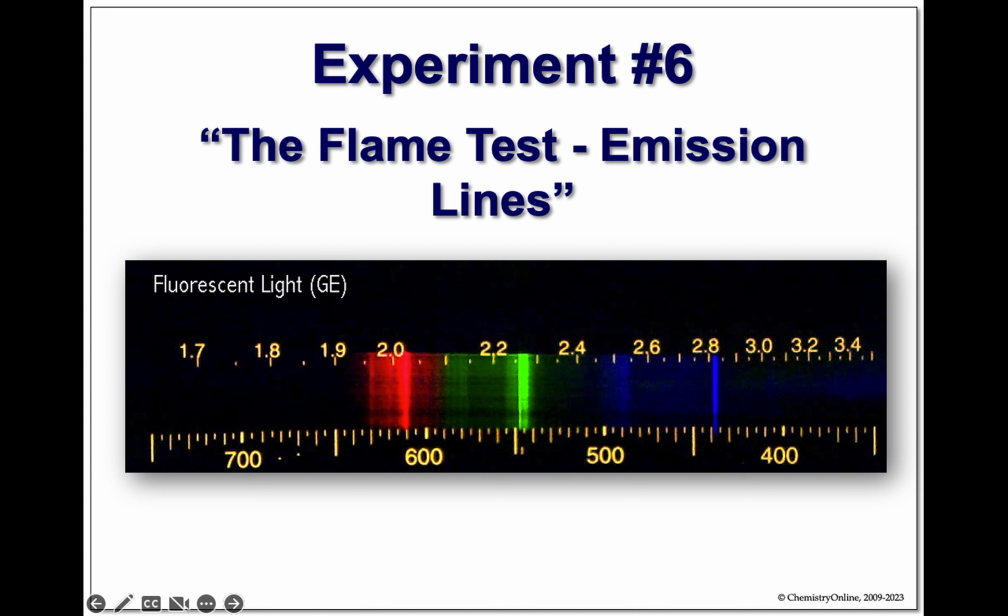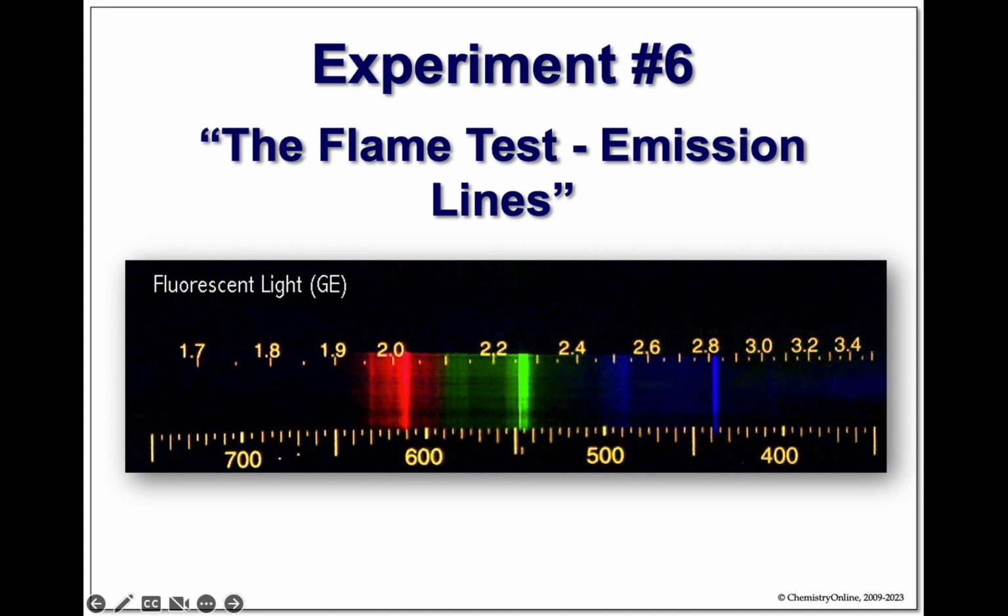Today we are going to review experiment 6, the flame test, and talk a little bit about it. We'll talk a little bit about the exam, and then we will do chapter 5, chemical reactions. This is an emission line spectrum for a fluorescent light. We'll see it again in a minute. If you use a spectroscope, you can break the white light from a fluorescent tube down into something like this.